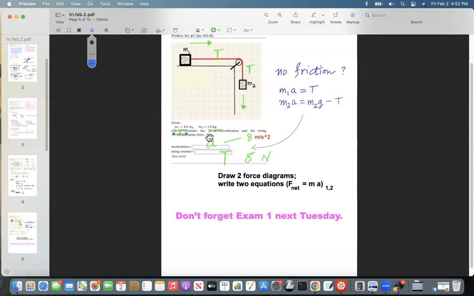Can we please do one whole problem? Well, this pretty much is one whole problem. These are the equations you need. You add these two equations so that you cancel the T's, and that tells you how to solve for A. Then you use this equation to calculate T.